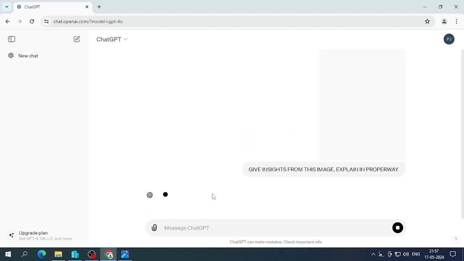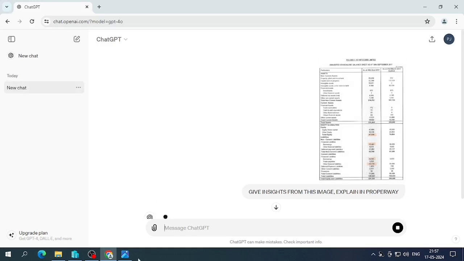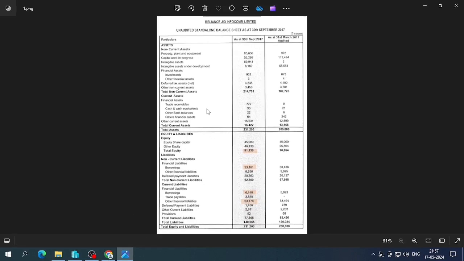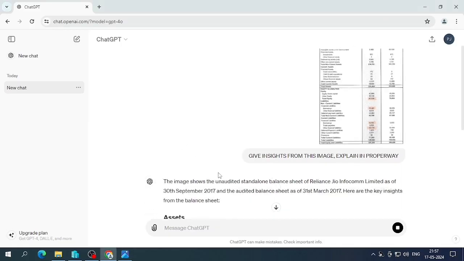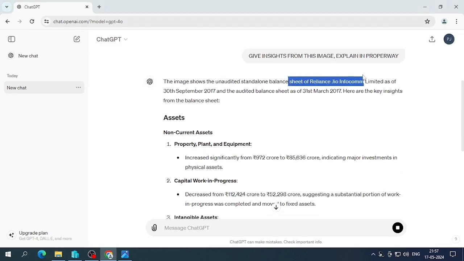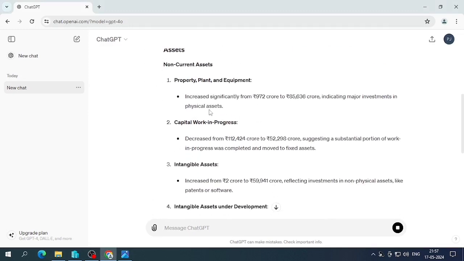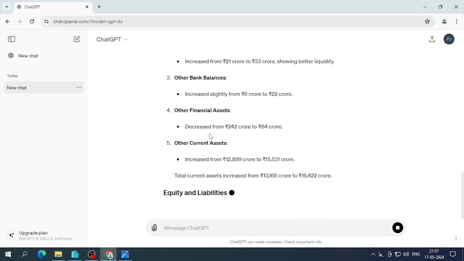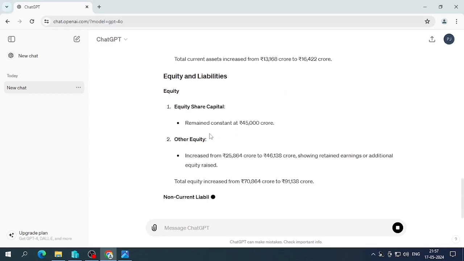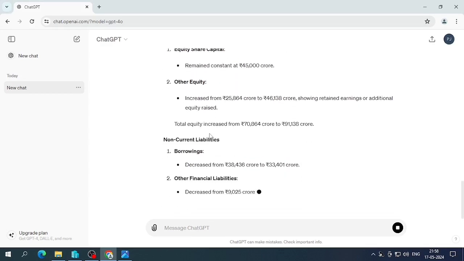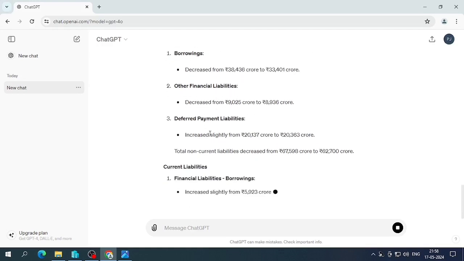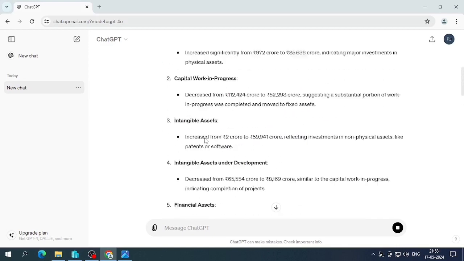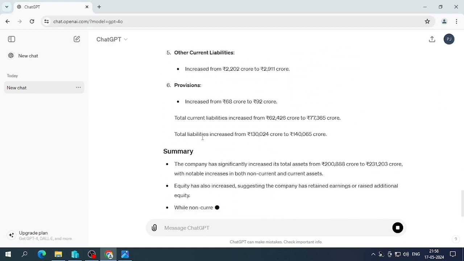Now let's see what ChatGPT replies. So this is compared to the balance sheet. You can see that it has taken the balance sheet of Reliance Jio, and it has given a comparison of assets and liabilities, whatever has increased or decreased from the previous year. It has given a very good presentation, asset-wise as well as liability-wise, and the summary is here.